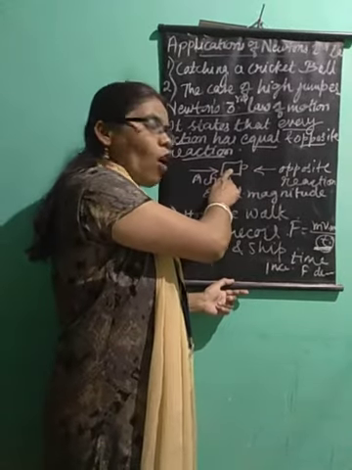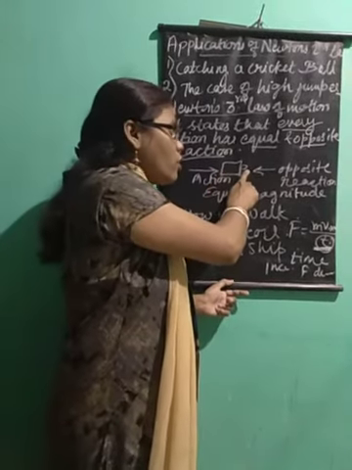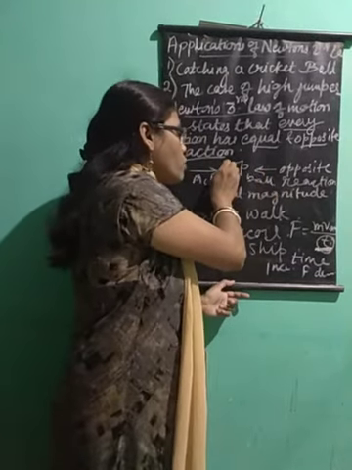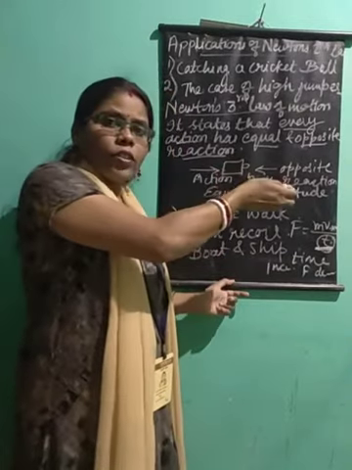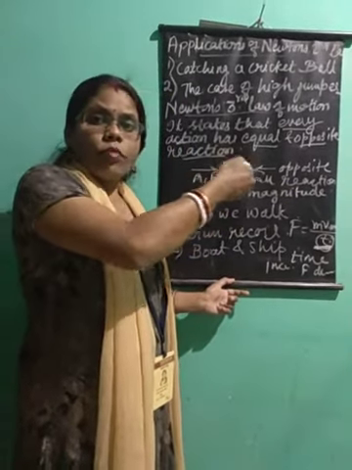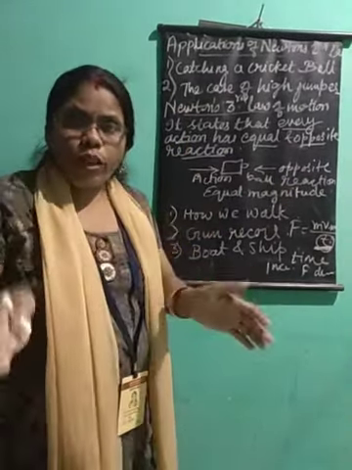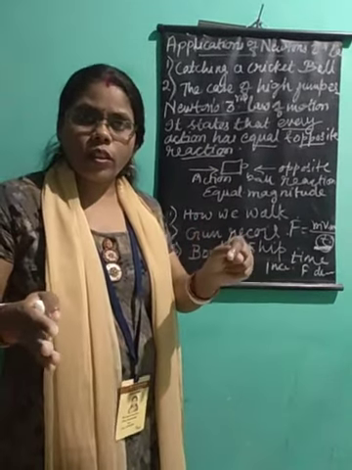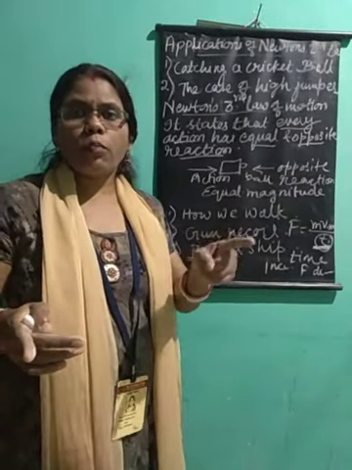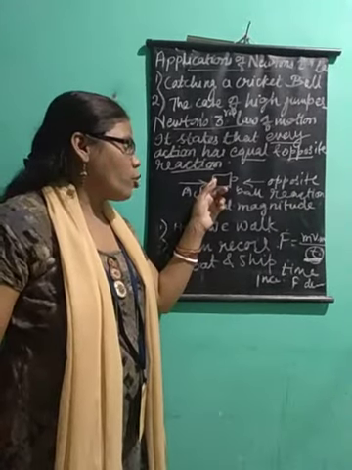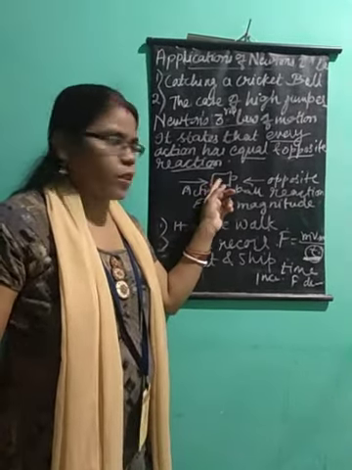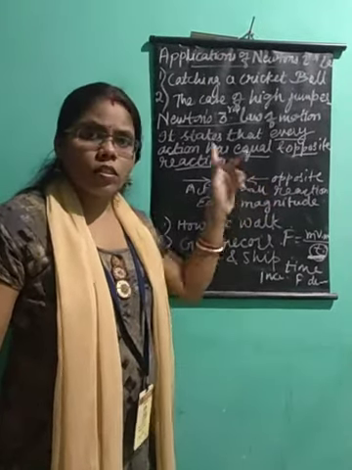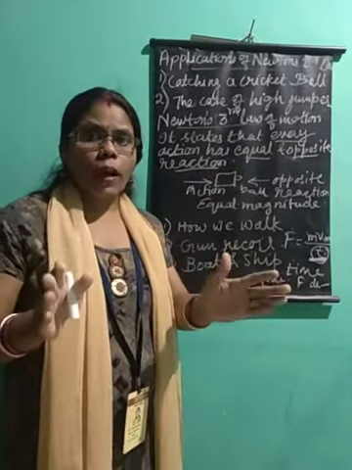Action is done on the wall. Reaction is done on the ball. On the ball the reaction is taking place. The action is done on the wall and the reaction is done on the ball. So on different objects the force is applied. Force is applied, equal quantity and opposite direction, but the action is taking place on the wall, another object, and the reaction is taking place on the ball.